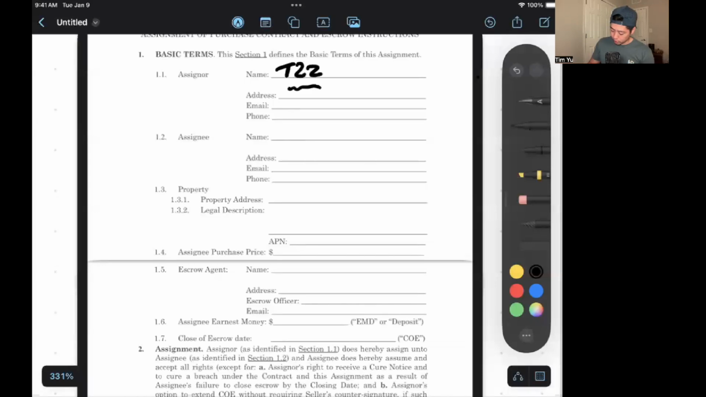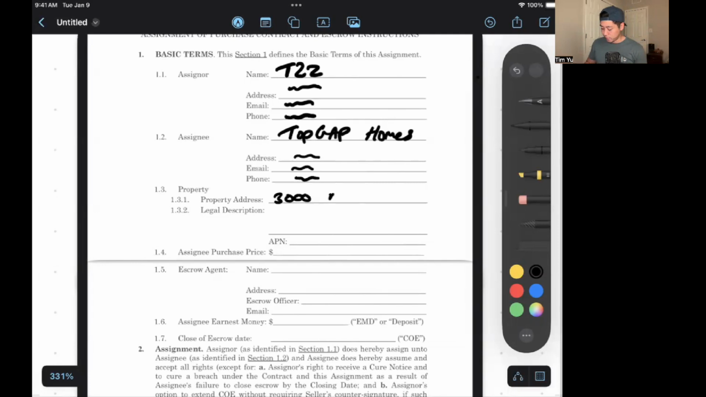This is my address, my email, my phone number, and then we're going to assign it to a different company. Everyone knows what Top Gap Homes is because that's my company. So let's say Top Gap Homes is the purchaser. They're going to buy it, right? We're going to have all this information in here. This is the address. We're going to have the same address as before. It's the 3000 Mead Avenue property in Louisville, Kentucky.